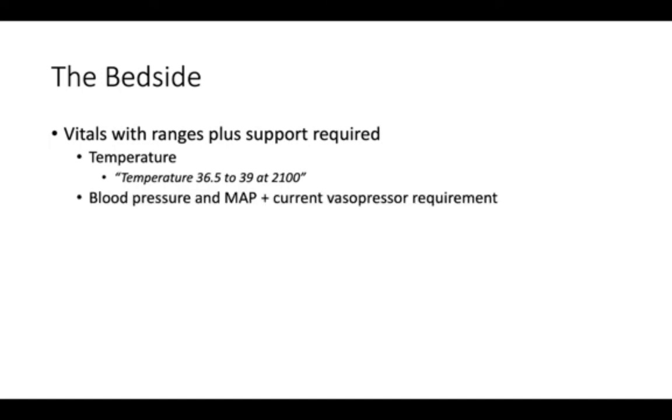Next, blood pressure and mean arterial pressure and the current vasopressor requirement. For example, blood pressure 80 to 90 over 50s, MAP 60 to 65 on 0.1 of norepinephrine. Providing the current vasopressor requirement adds critical context to this statement, because a MAP of 65 has different clinical connotations depending on whether the patient is on or off vasopressors.